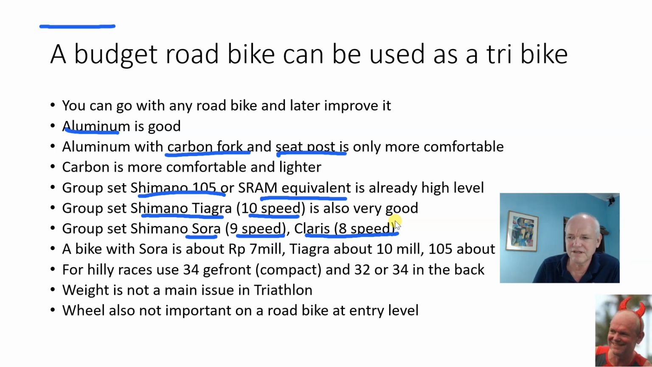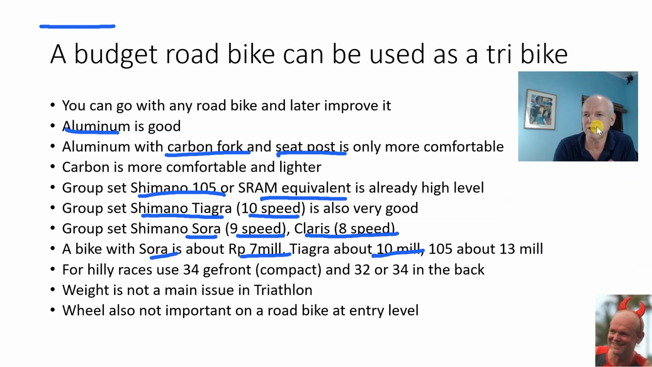So I have seen on the internet in Indonesia you can get already a bike with Sora for about 7 million. With Tiagra you pay maybe about 10 million, and for 105, then you may be at that level with an Indonesian bike.